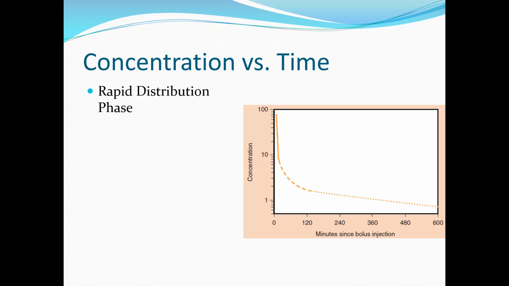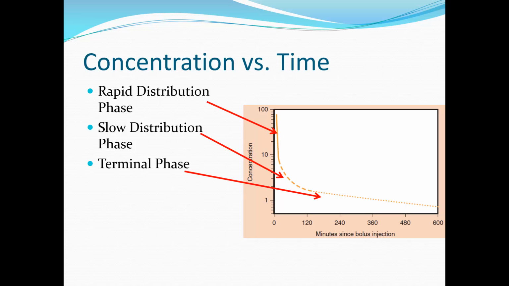So when you give a drug, you have this initial rapid distribution phase. So you give a bolus, it rapidly distributes. This is followed by a slow distribution phase, and then the terminal phase. And again, this is how many minutes after you give a bolus of a drug, what happens to the plasma concentration.